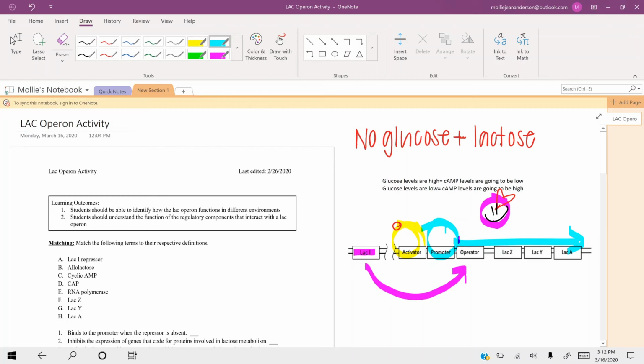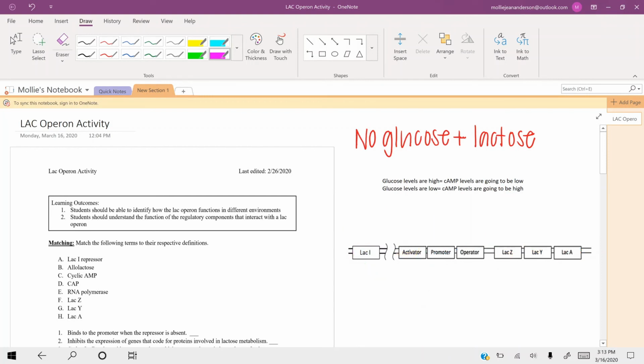So something I forgot to mention earlier is Lac I, the specific gene you see right here. Its purpose is to form this repressor. So Lac I's purpose is to form the Lac I repressor, which is this little guy right here. So I'm going to do another scenario, and then we will do one more quick review of the vocab.